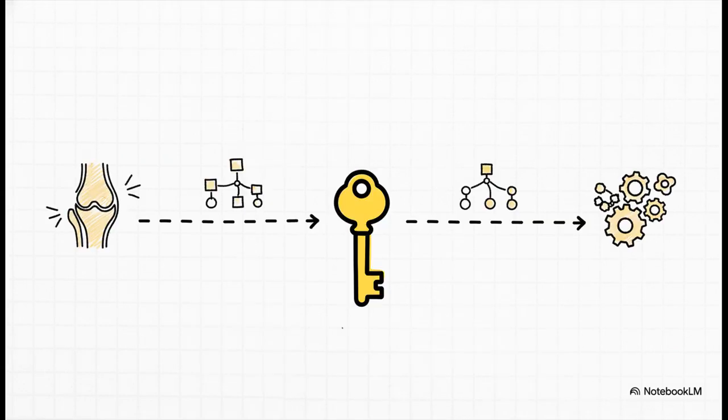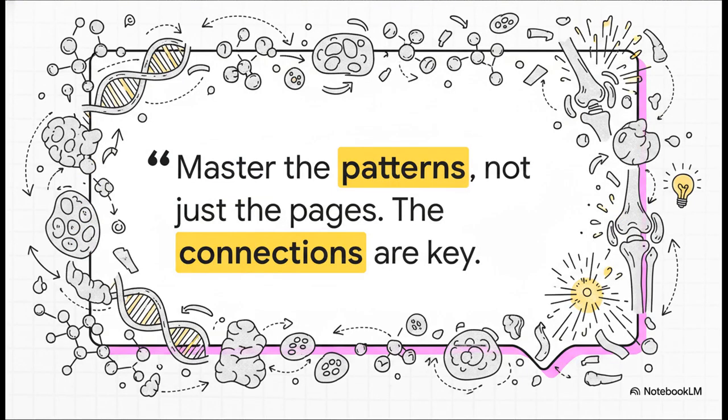So, there we have it. In a pretty short time, we've gone from the clinical patterns of joint pain all the way to inheritance blueprints in genetics, and then into the biochemical pathways of metabolic disease. You can really see how having a structured, pattern-based approach is the absolute key to making sense of it all. So as you continue with your studies, just try to remember this one simple idea. Master the patterns, not just the pages. It's those connections between the topics that will truly cement your knowledge and really help you excel.